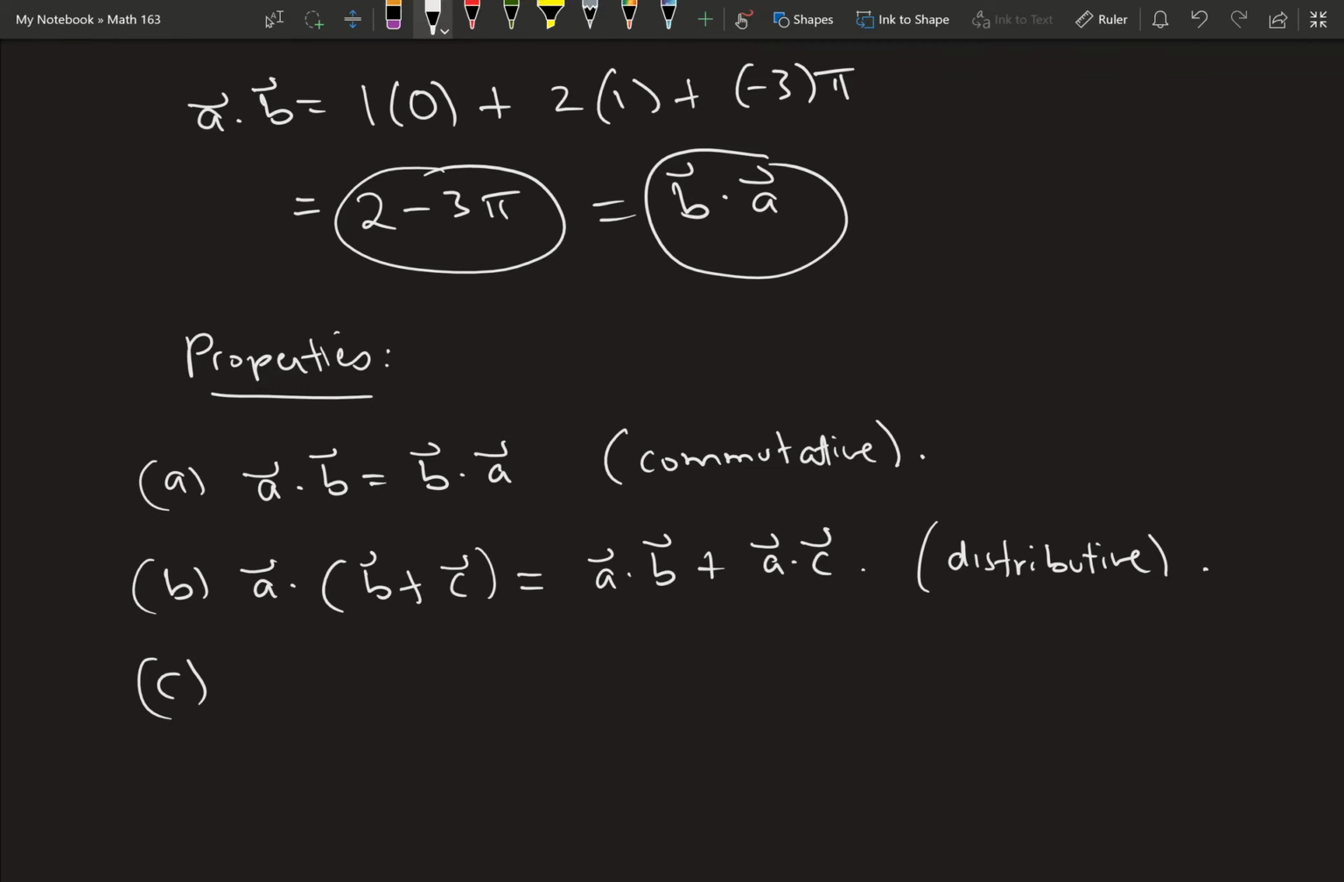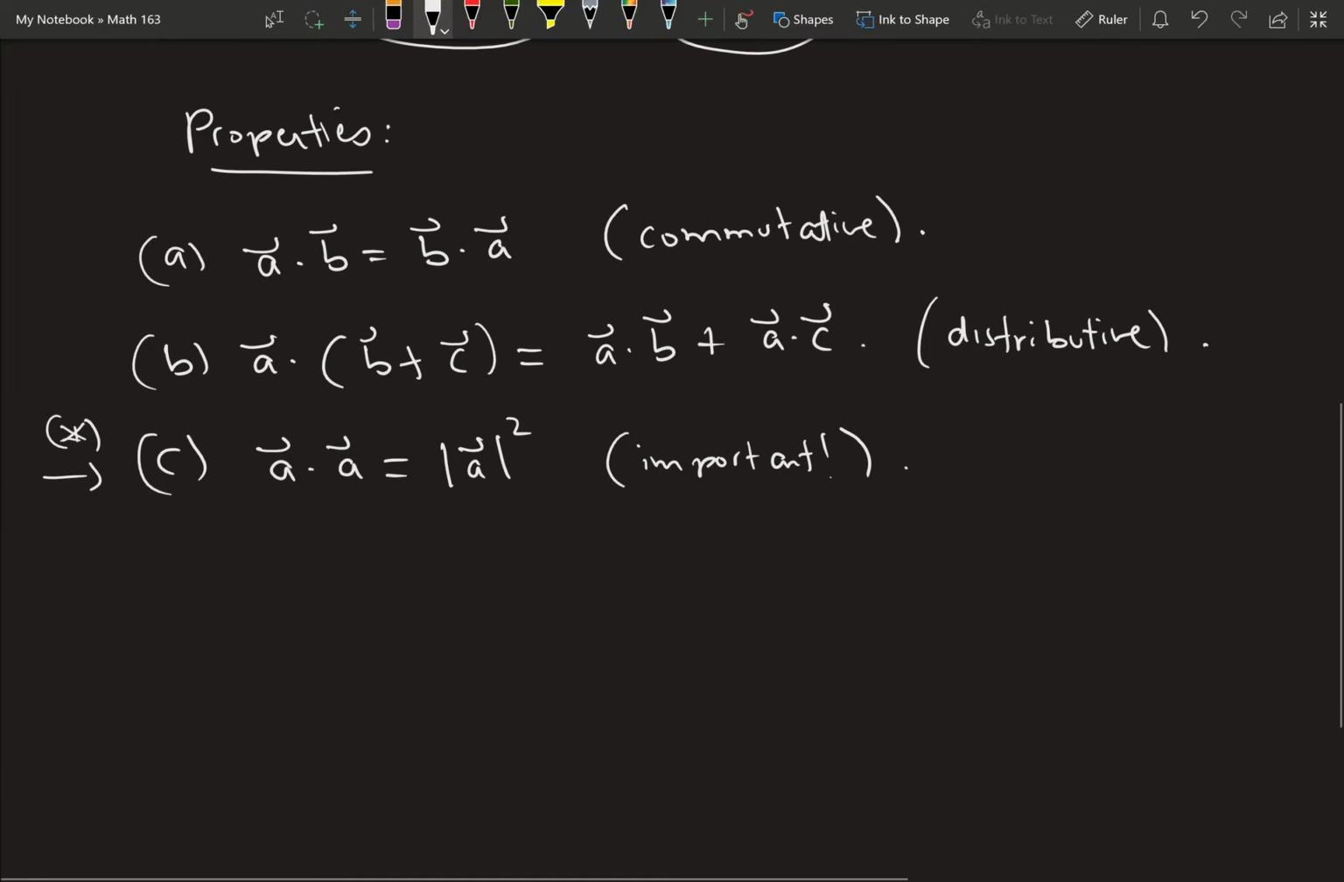There is the third property, this one, I'm going to put a little star. We're going to prove this one. So we're going to show that A dot A, the dot product of a vector with itself, is the length of the vector squared. So this is an important property. So let's prove that. It's the proof of C.